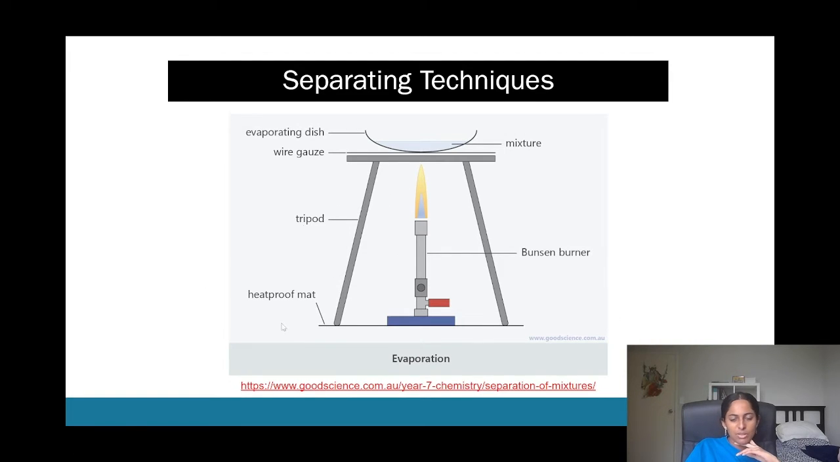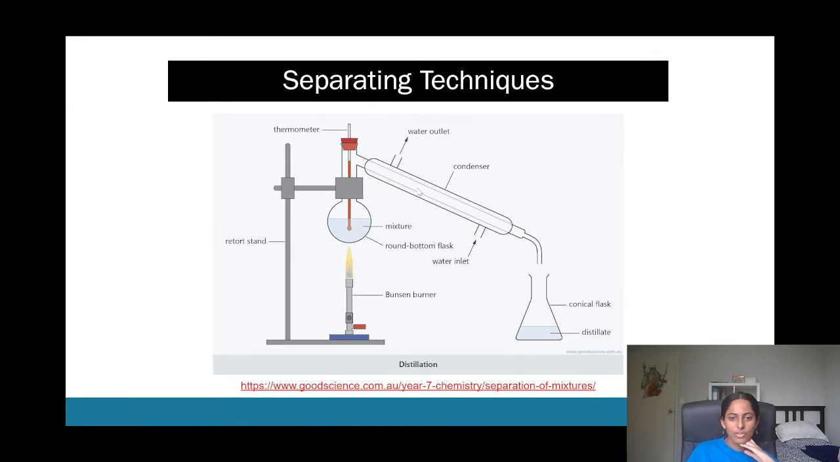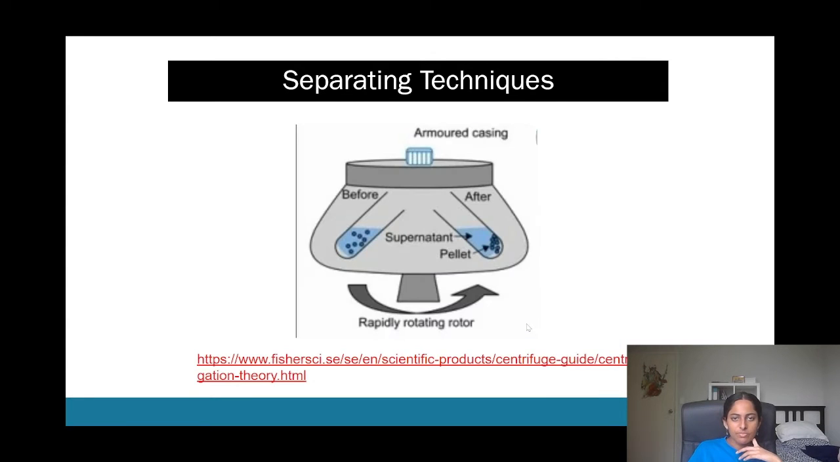You just use a Bunsen burner or a hot plate, whatever you want to use. Or you can also distill things. Like I said, that's through boiling point, and you use something called a condenser. You have water being used as well, because water helps to cool down the condenser as the liquid is passing through. And this is also what a centrifuge looks like.